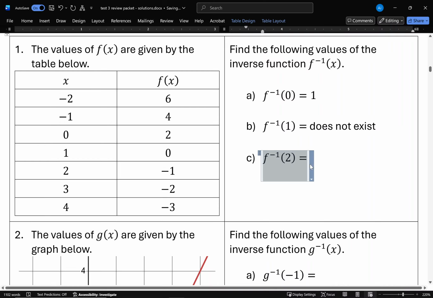For the next one here, f inverse of 2. Here we have a y value of 2 in this row, and the x value that produced it was 0. So f inverse of 2 will be 0.